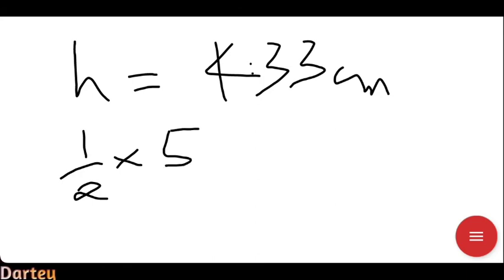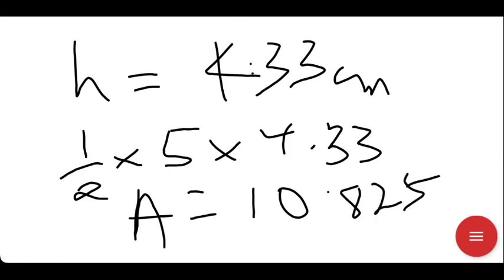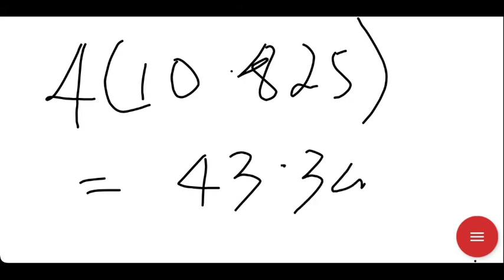But we needed area, so I'll have 1/2 times the base, which is 5, and the height is 4.33. My area is 10.825 centimeters squared. So that's the area of one of the faces. You multiply 4 by your answer, 43.3 centimeters squared. So that becomes the total surface area of all 4 triangular faces.